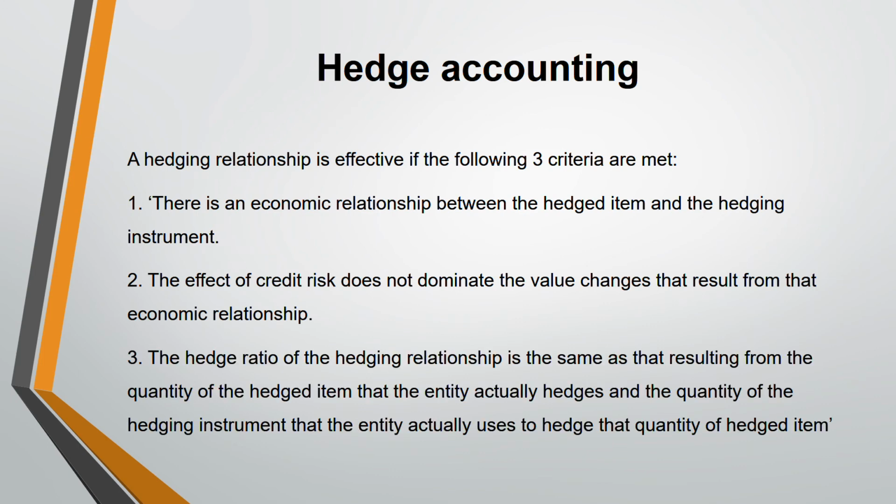Third, the hedge ratio of the hedging relationship is the same as that resulting from the quantity of hedged item that the entity actually hedges, and the quantity of the hedging instrument that the entity actually uses to hedge that quantity of hedged item. So the quantity of hedged item that they actually hedge versus that they want to hedge is the same. That is known as the hedge ratio of the hedging relationship. The hedging instrument and hedged item will be similar, so the ratio will be almost similar. In this case, the hedging relationship is effective. That means it's a good relationship and will work.